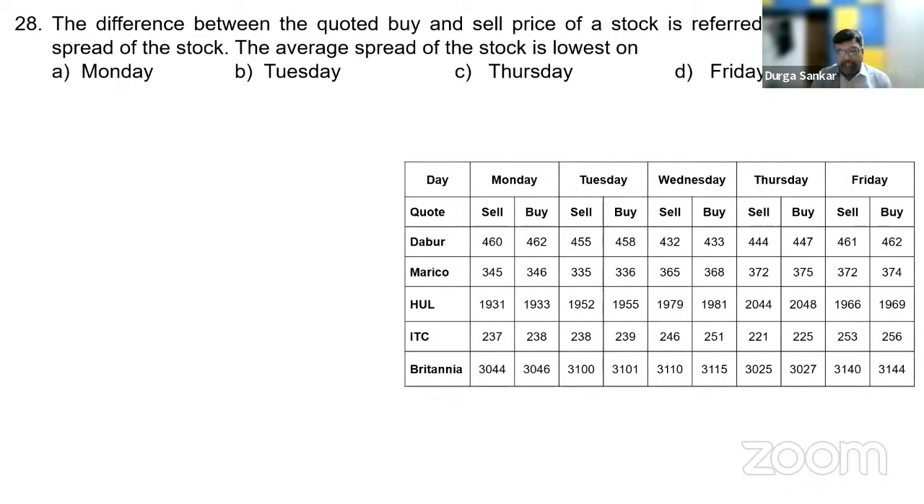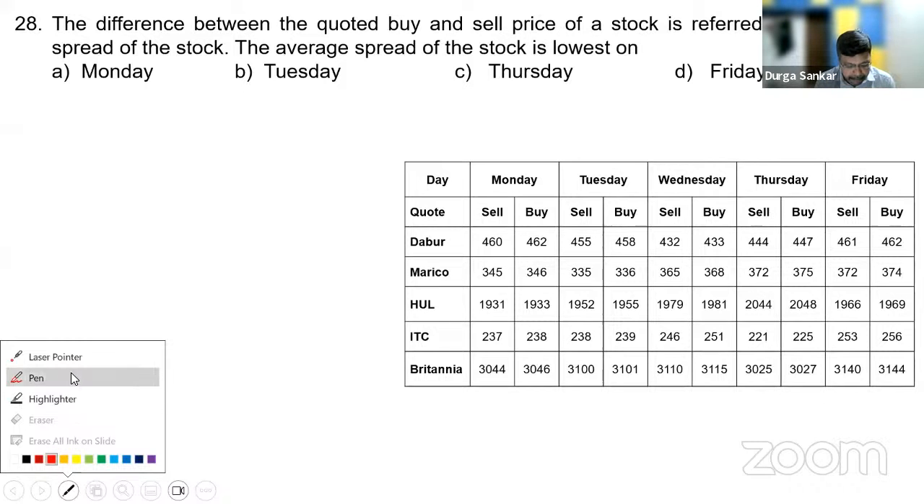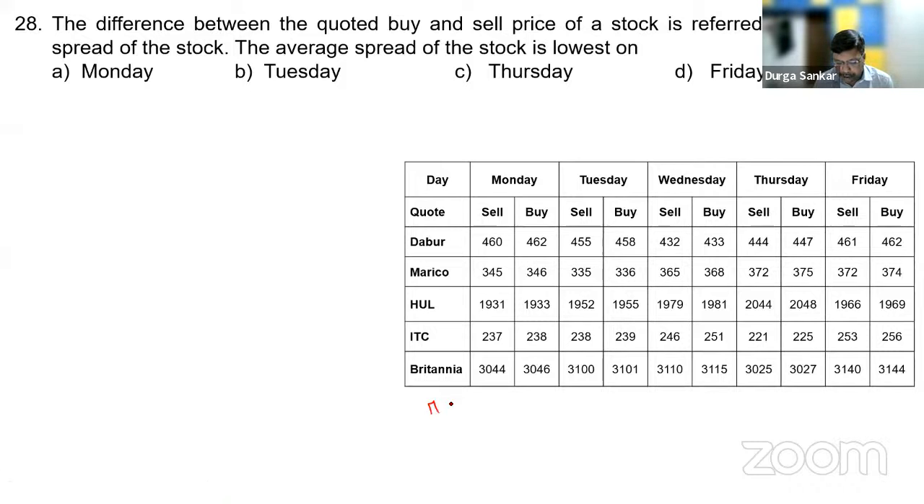So the difference between the buy and sell price on a given day is spread. The average spread of the stock is lowest on. Okay. Now, if I look at Monday, what is the difference? Monday, the difference in the selling price and buying price for Dabur is 2, for Marico is 1, for HUL is 2, for ITC is 1, and for Britannia is 2. So total 8. I'm not going to calculate the average because every day there are 5 stocks, which means I am going to divide every day by 5.